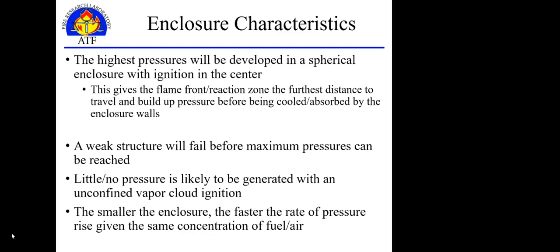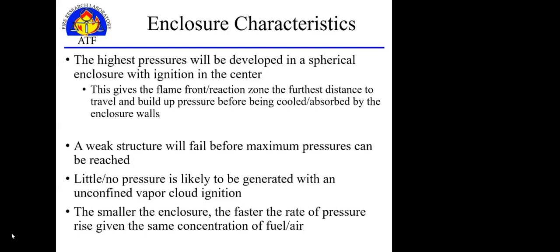So a square, or I guess a cubicle room, is going to be most similar to a spherical enclosure, versus if I've got a long hallway, it's going to take a lot more time, and it's going to have a lot more surface area down that long hallway for that combustion zone to basically be cooled, and essentially the walls act like a shock absorber and absorb some of that kinetic energy.